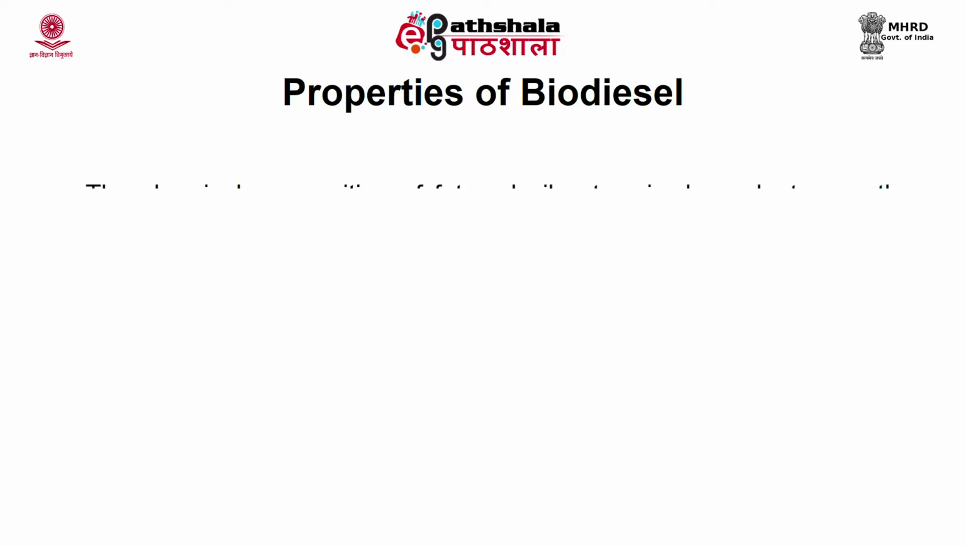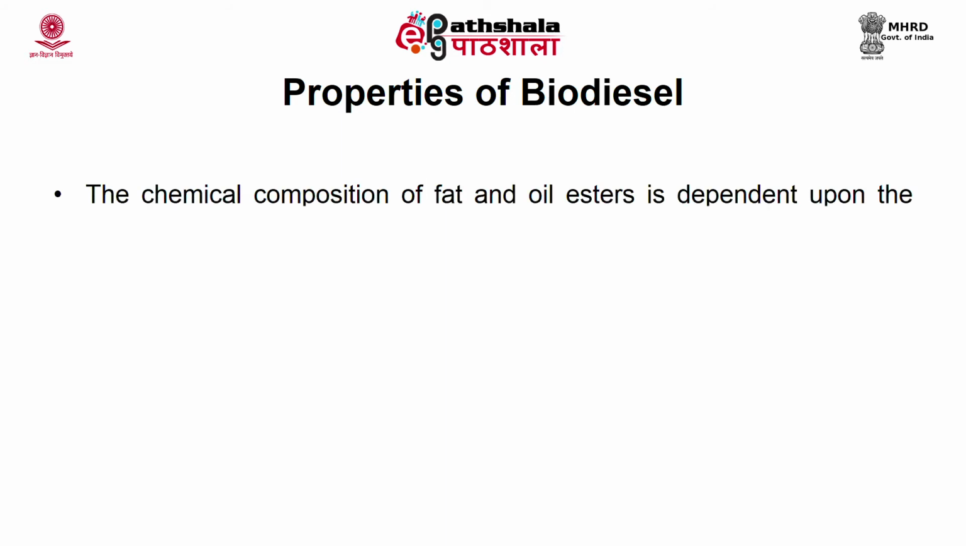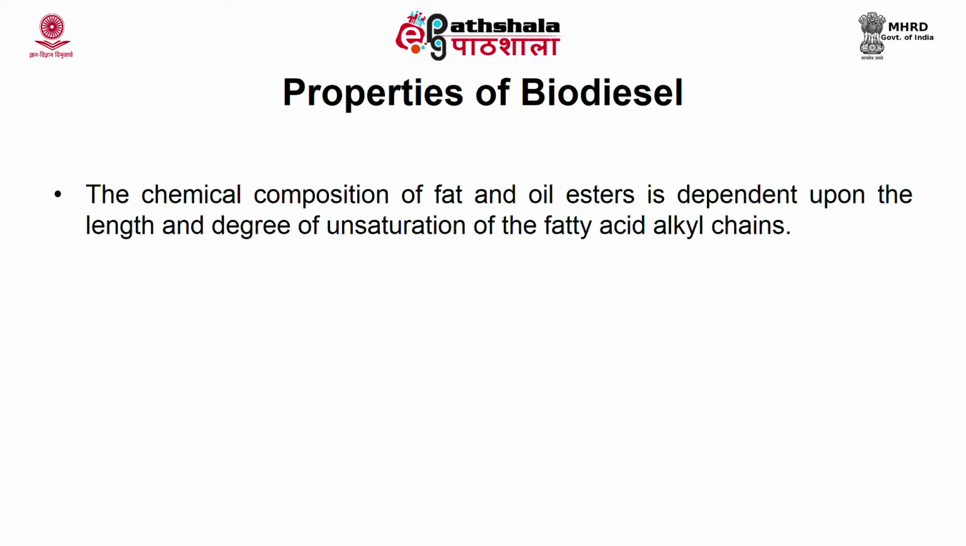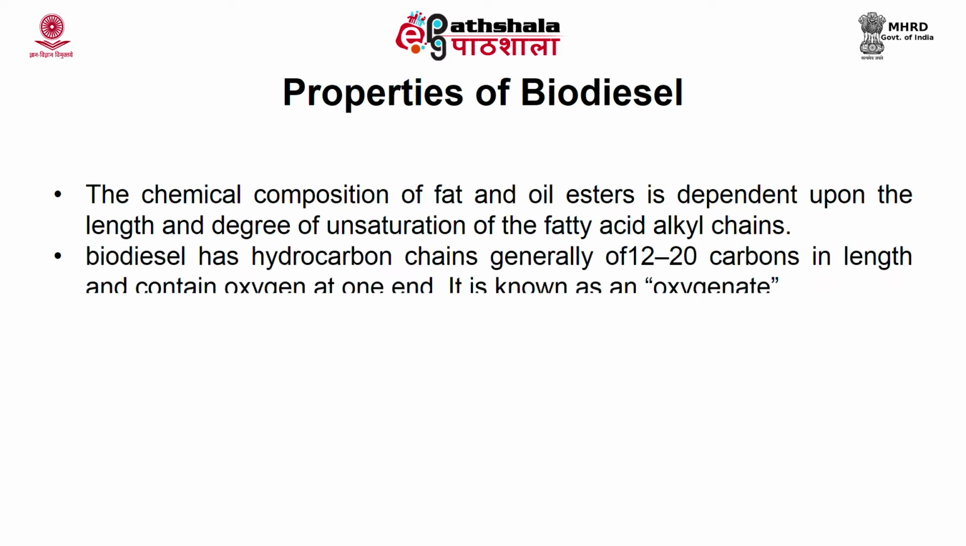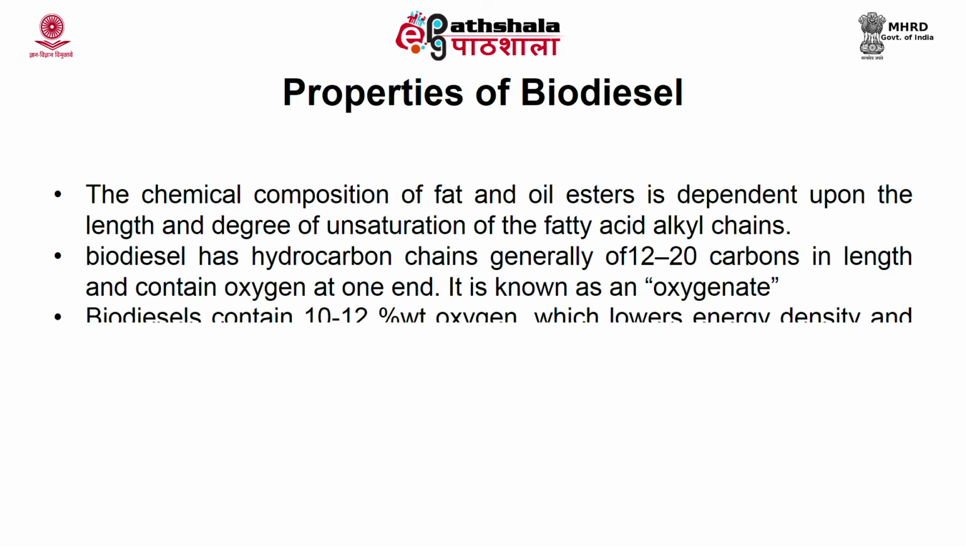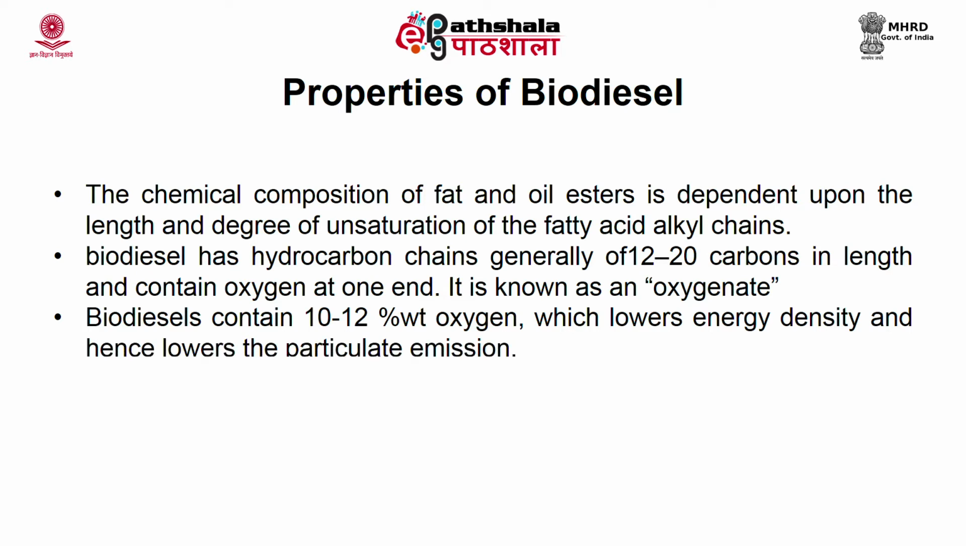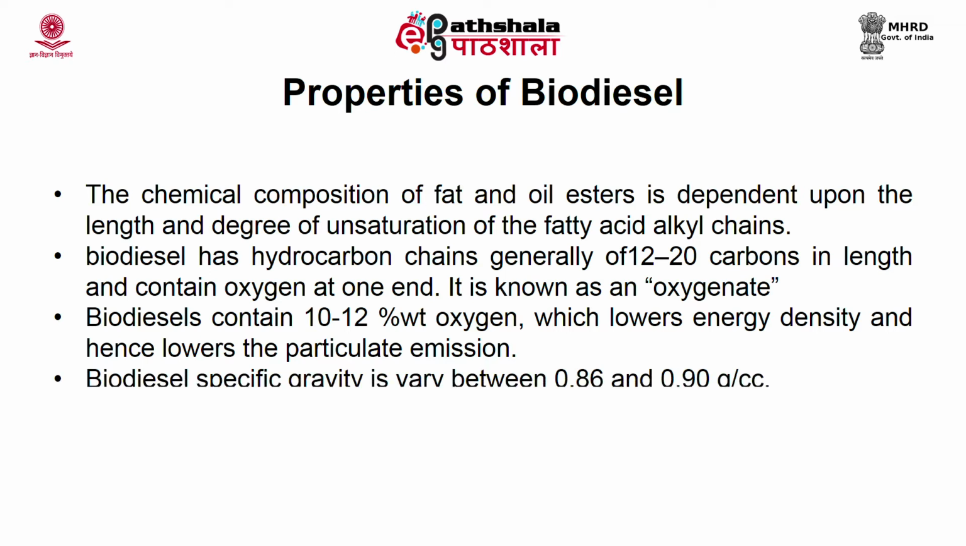The chemical composition of fat and oil esters is dependent upon the length and degree of unsaturation of the fatty acid alkyl chains. Biodiesel has hydrocarbon chains, generally 12 to 20 carbons in length, and contains oxygen at one end. It is known as an oxygenate. It contains 10 to 12%, on average approximately 11% oxygen, which lowers the energy density and hence lowers the particulate emission. It has a specific gravity in the range of 0.86 to 0.9 gram per cubic centimeter.